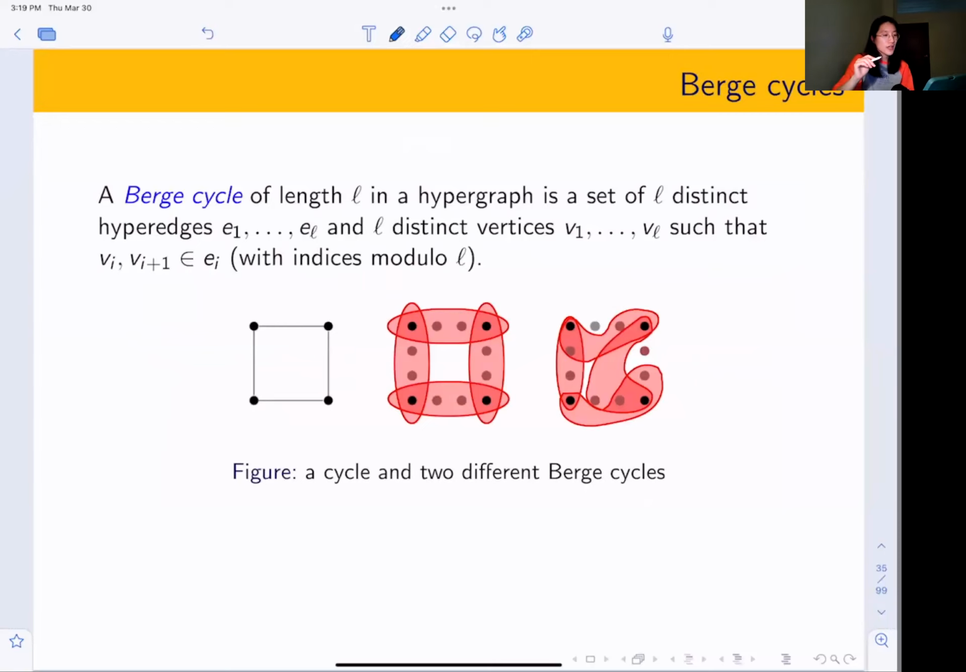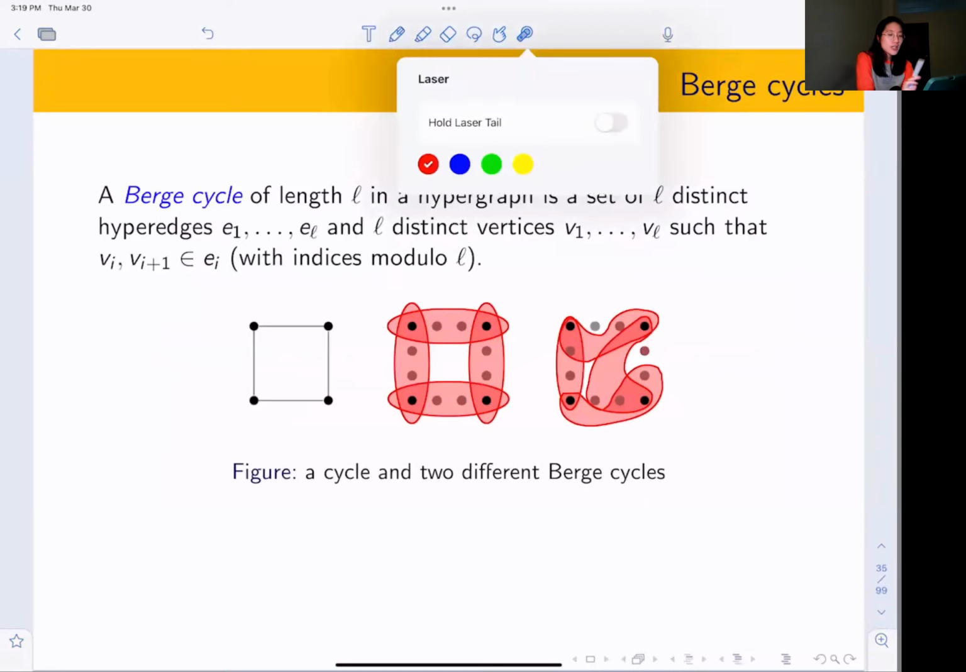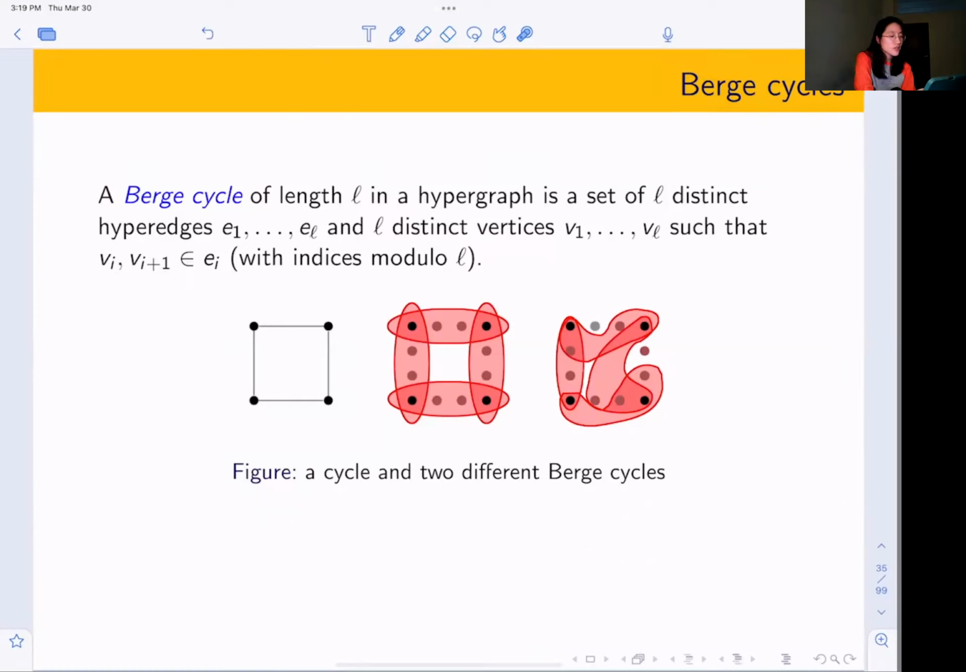For that, we should first define what it means to have a cycle in a hypergraph. So there are a couple of definitions, but the one that we're going to use is that of a Berge cycle. So this is a Berge cycle of length L. We have L distinct hyperedges and L distinct vertices, such that the ith vertex and the (i+1)th vertex are contained together in the ith edge. And of course, each of these edges, other than those 2 vertices, will contain many other ones, but we have this special set of representative vertices here.